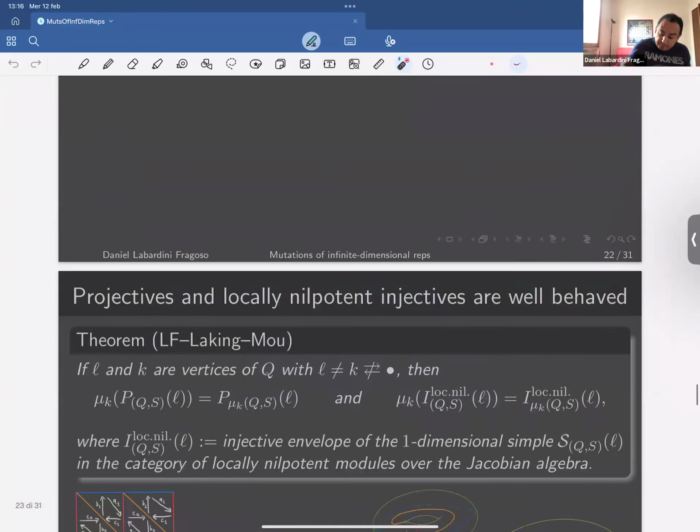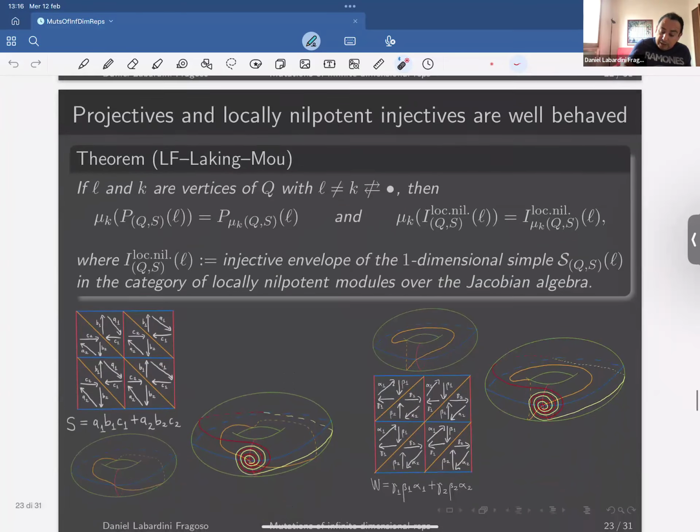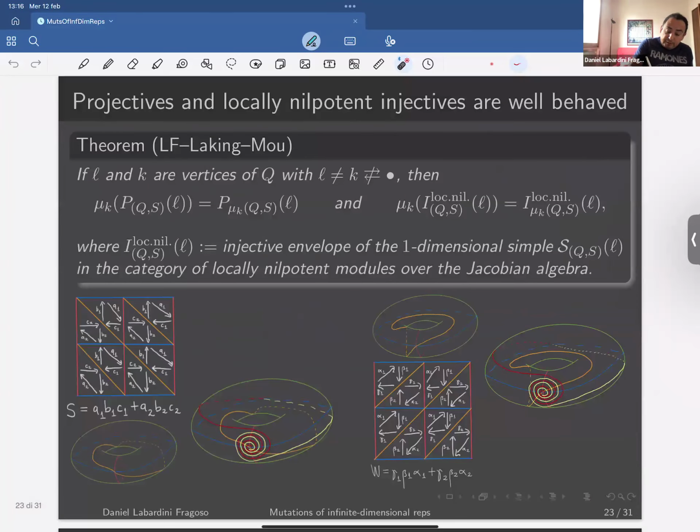And moreover, now it doesn't matter if the projectives are finite dimensional or not; they are well behaved. Of course, as long as you still mutate at a vertex different from the vertex at which you are taking the projective.